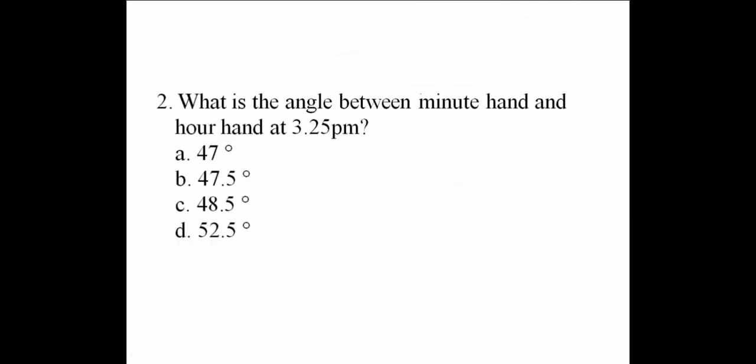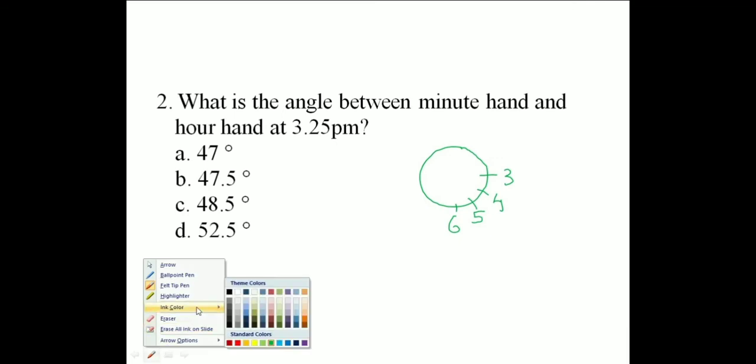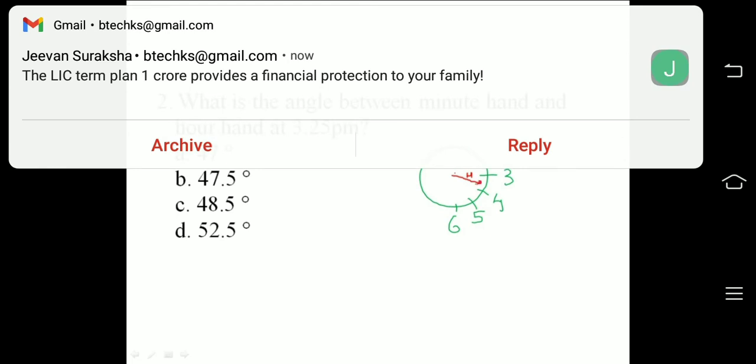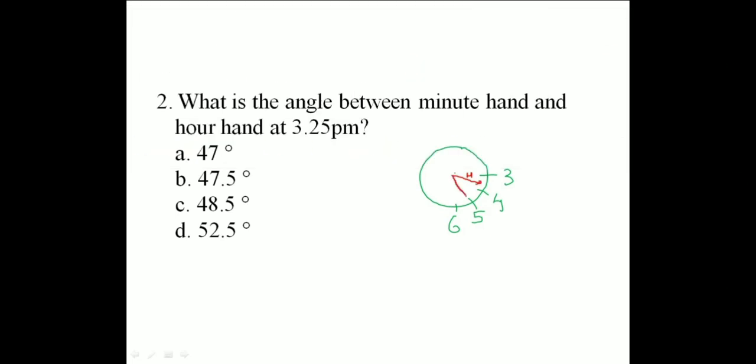Okay, next question. What is the angle between the minute hand and hour hand at 3:25 p.m.? We can just draw that 3:25 time on the clock. 3:25 means the hour hand will be between 3 and 4. I'm drawing here 3 and 4. And for 25, the minute hand will point exactly at 5, right?